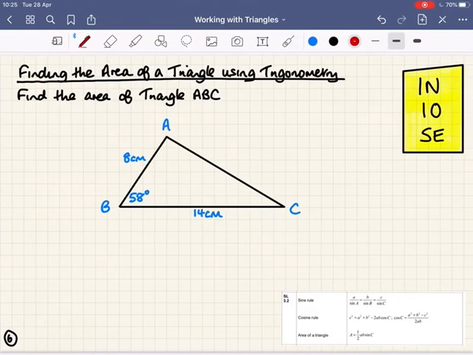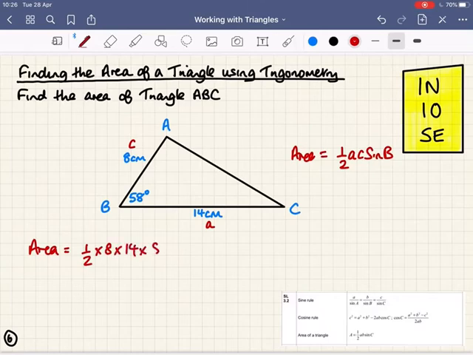In the next example, just to show you, this time if I label my sides now, I've got the side C and I've got the side A and I've got the angle B. So I would want to use area equals a half AC sine B this time. It's the included angle. Sine B is the included angle for the two sides A and C. So here, area will just be a half times 8 times 14 times sine 58. And if I work that through on my calculator, I find that's equal to 47.5 centimetres squared. Something like that.